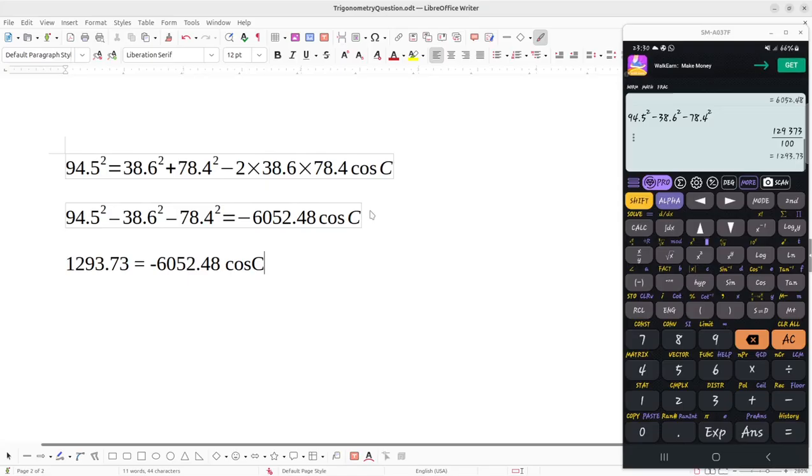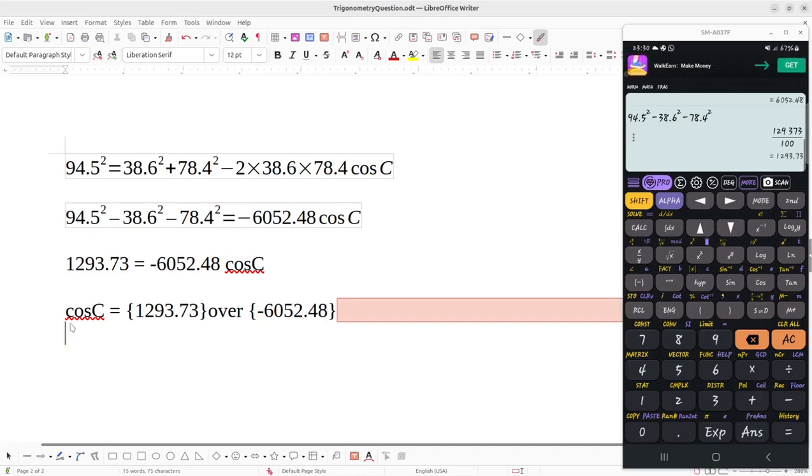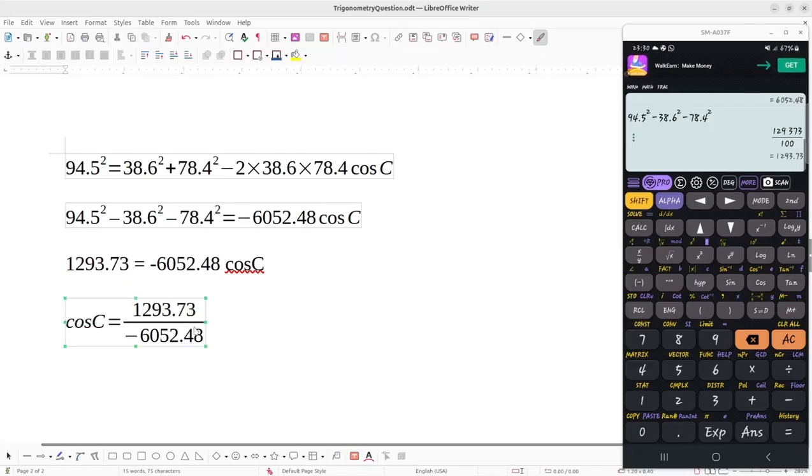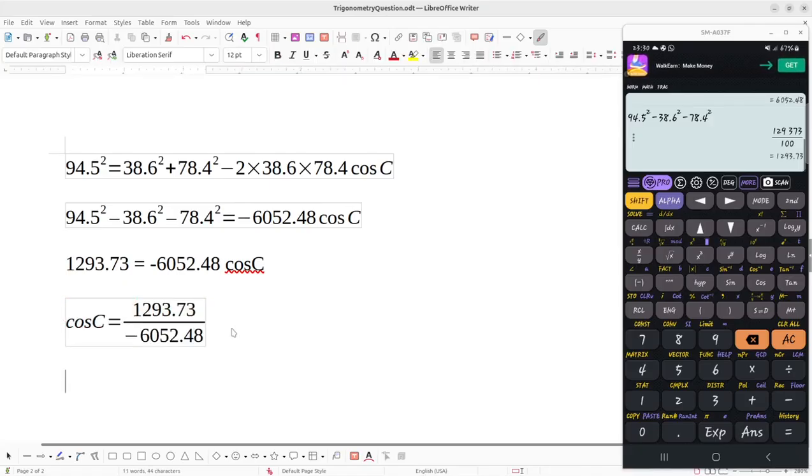-60.52. Then you will get cos C is actually equal to 1293.73 over minus 60.52.48. Now let's put that on a calculator so that we know what C is.